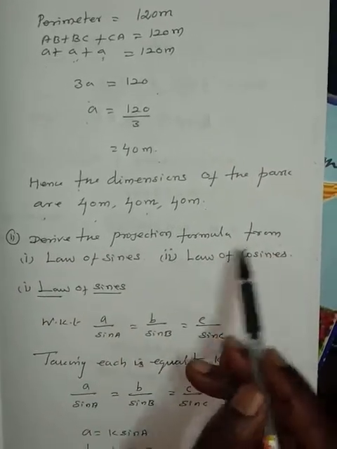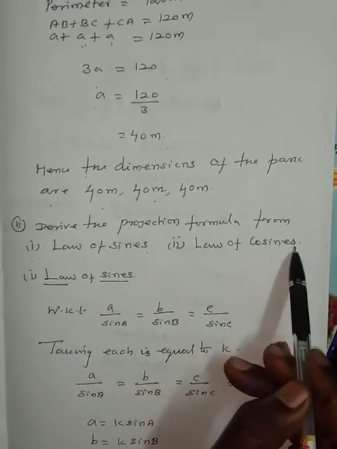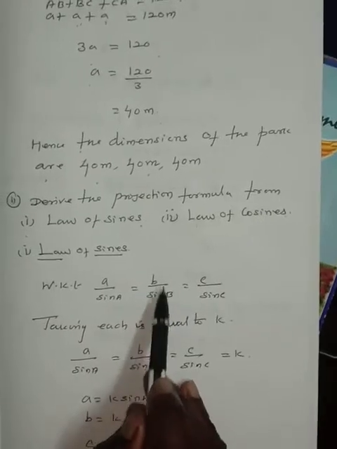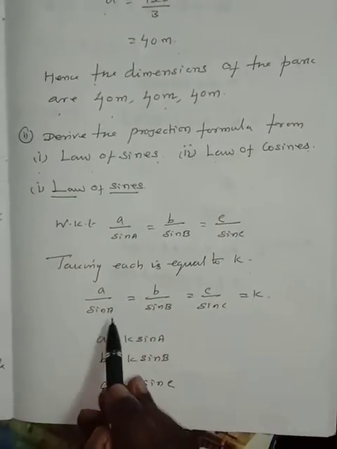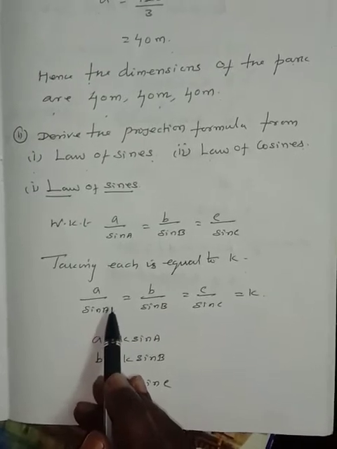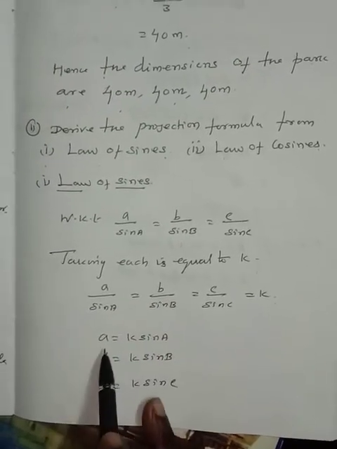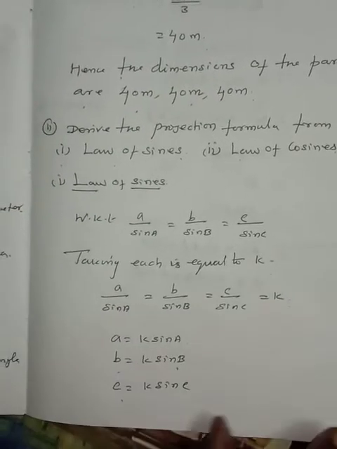Derive the projection formula using the law of sines and law of cosines. First we have to take the law of sines. We know that a/sin A = b/sin B = c/sin C. Taking each equal to k, we have a = k sin A, b = k sin B, c = k sin C.